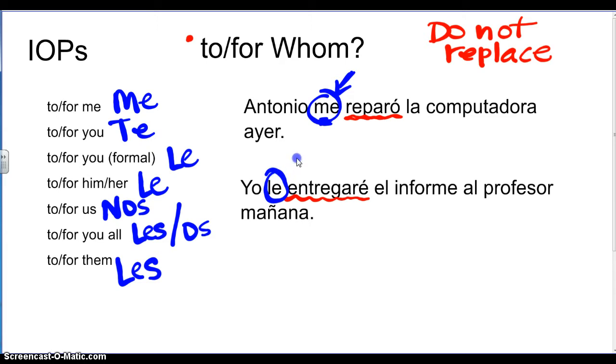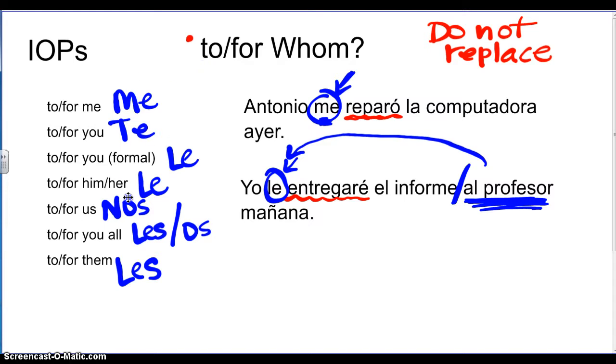Okay, so le is my indirect object pronoun. Now le is completely ambiguous. If I put it by itself, like if my sentence ended right there, yo le entregaré el informe, you don't know who that le is referring to. So this al profesor right here is only there for purpose of clarification to let you know who that le is referring to. The little word in the sentence that actually means to him is the le, not this al profesor. All right, so that's what an indirect object pronoun is.